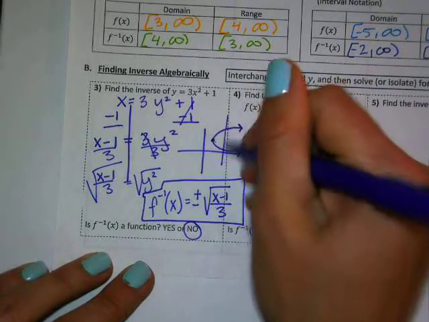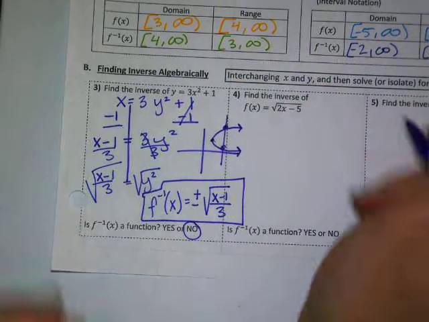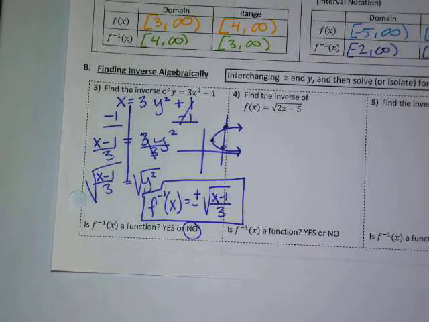No, because it will not pass the vertical line test. It hits it twice. Does that make sense? So anytime you get a plus minus, that's going to tell you it's not a function. Otherwise, it'll be a function. So the plus minus is what makes it not a function.